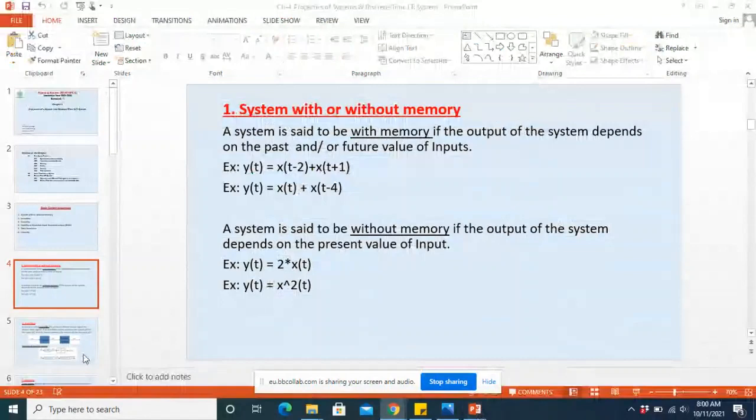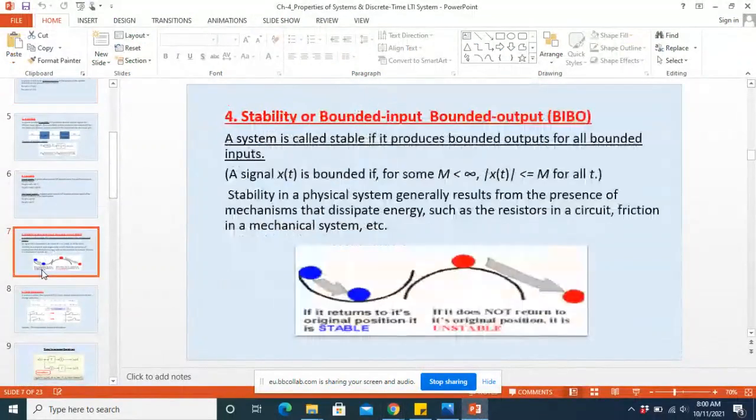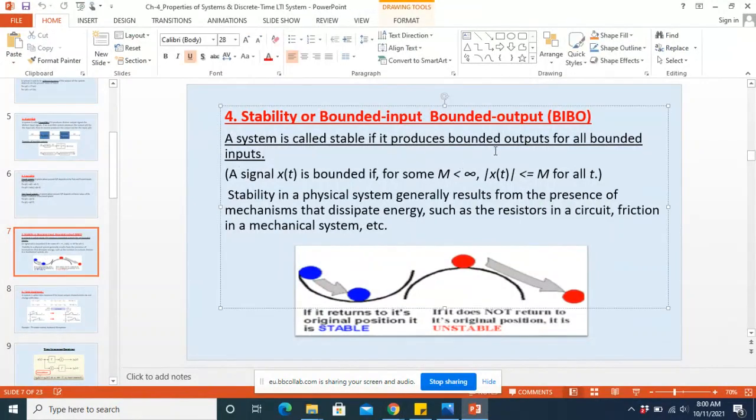So this is stability. You can find it here. A system is called stable if it produces bounded output for all bounded input. BIBO: bounded input, bounded output. The input should be in range and the output should be in range. That is called stability.